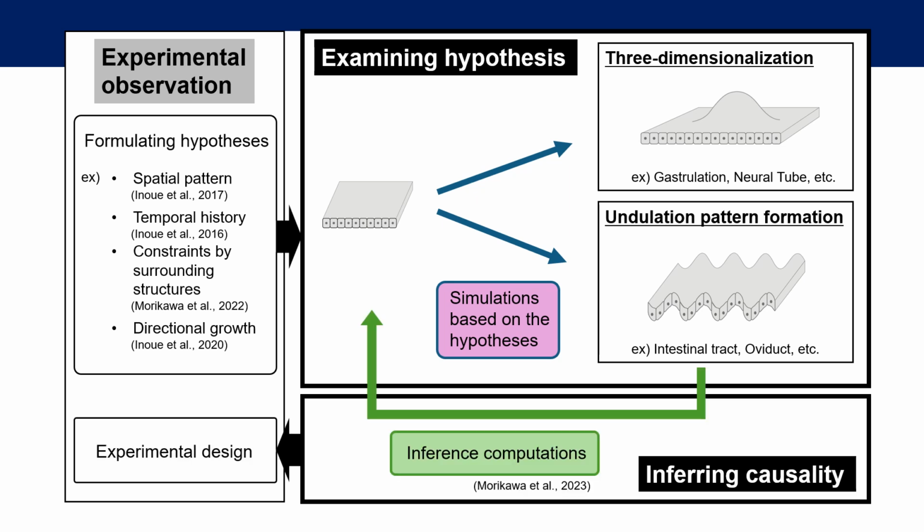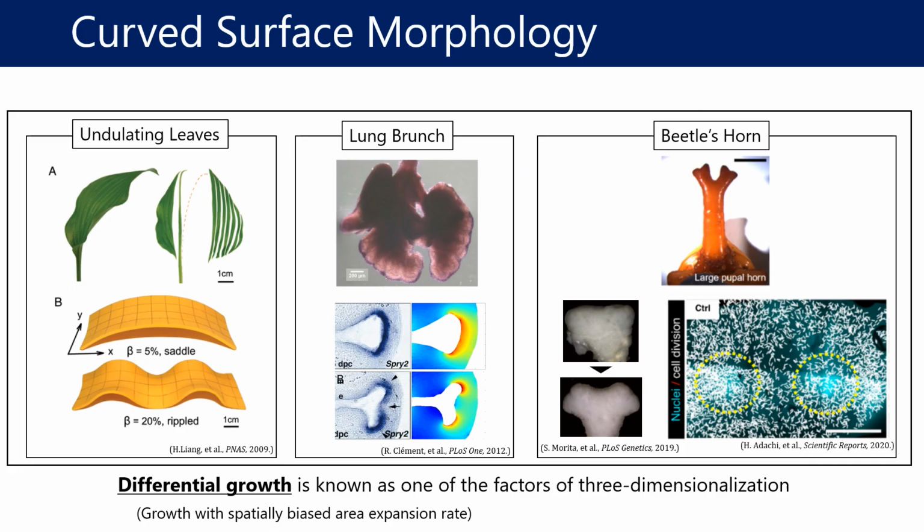However, without a working hypothesis, constructing any multicellular model is impossible. Therefore, we suggest a new method to infer causality in morphogenesis. Once the causality is inferred using this method, it can be tested as a working hypothesis through both experiments and simulations. Again, we shall consider a sheet-like tissue which has curved surface morphology.